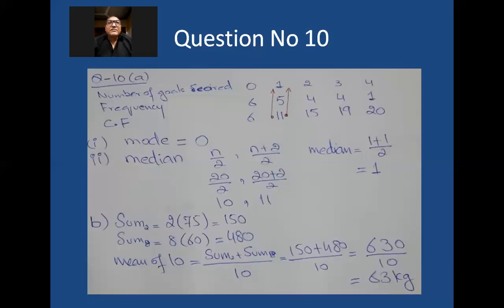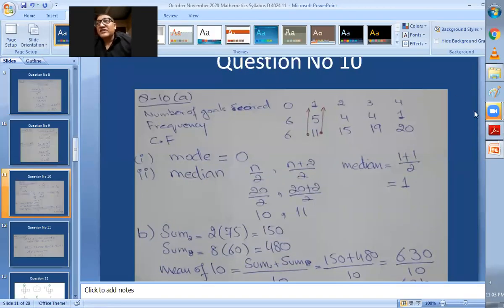So the median will be (1 plus 1) divided by 2. So the final answer of the median will be 1. And I hope you have understood how we find the median. Okay, let's move to the next question.